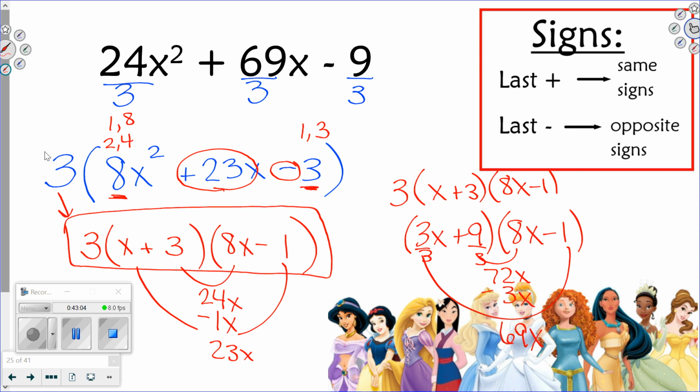Okay. If it has a GCF, make sure you pull that out first, because it's going to make your numbers smaller to work with, as opposed to pulling it out at the end. But if you give me this for an answer on a test, it's wrong. I'm taking a point off, because it's not fully factored. You didn't pull that GCF out.